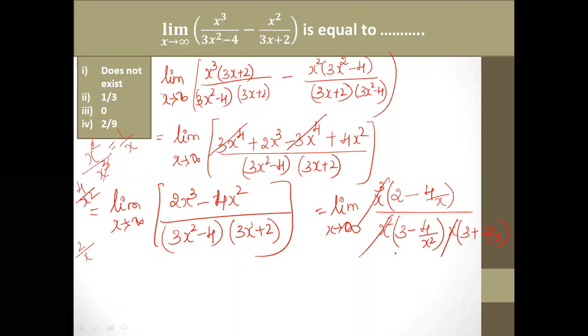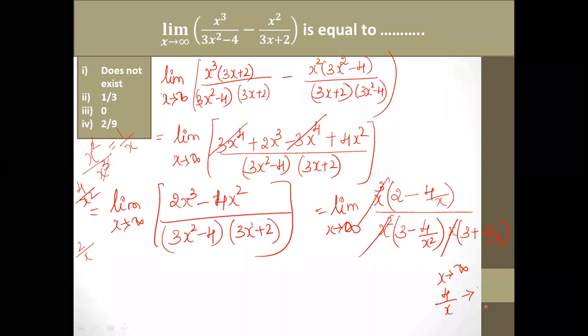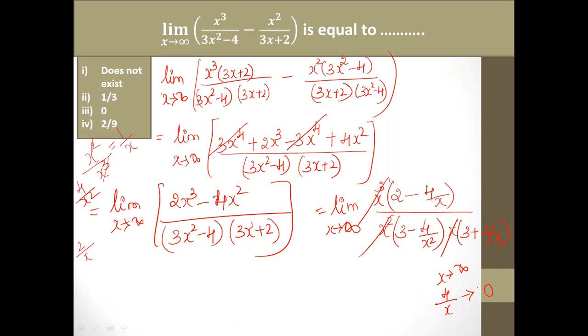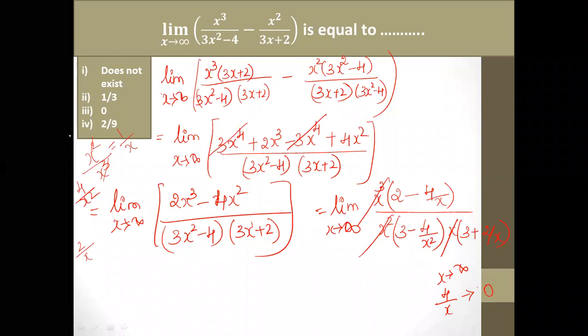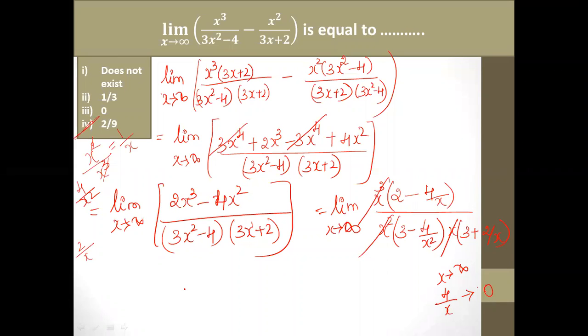Now if you put x equal to infinity, the terms with x in the denominator go to 0. Wherever you find x in the denominator, write that entire term as 0, because as x tends to infinity, 1/x goes to 0. So 4/x is 0, 4/x square is 0, and 2/x is 0. Good, note that, Fatima. So the correct answer is 2/9. Okay, the correct answer is 2/9.